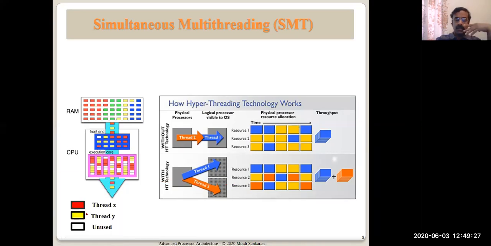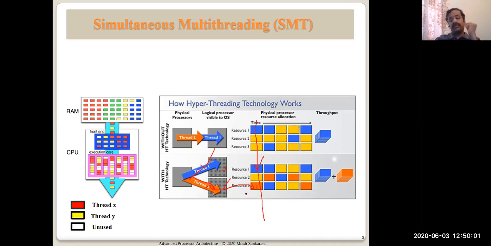Some supercomputers may have multiple threads. If I have 2 threads, I can have the instructions belonging to both the threads simultaneously within the CPU. At any point in time, one functional unit is executing an instruction belonging to this thread. At the same time, an instruction belonging to this thread is also running. Remember, understand it?